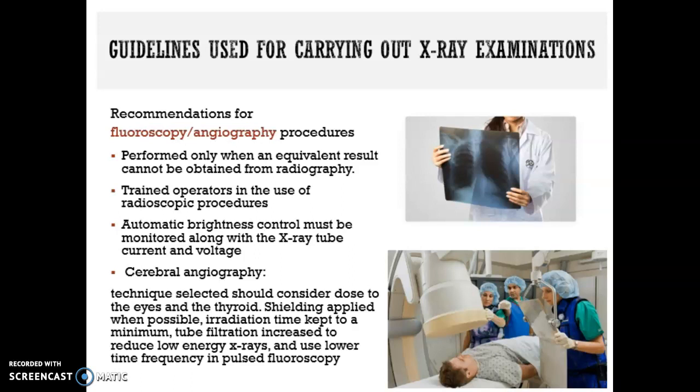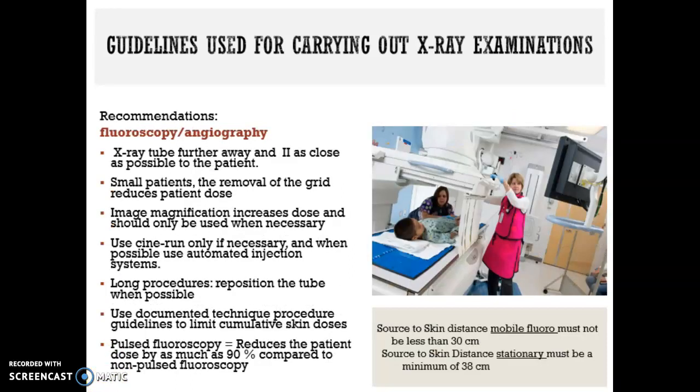When we are doing cerebral angiography, we have to look at the technique and consider the dose that we are providing to the patient's eyes and thyroid, and we have to determine whether it's possible at all to give the patient some shielding. Apply shielding when it is possible. Try to reduce the dose to the patient by keeping the irradiation time to a minimum. Use increased tube filtration if this is possible, and use a lower time frequency in pulsed fluoroscopy. Keep the X-ray tube further away and the image receptor as close as possible to reduce exposure to the patient.